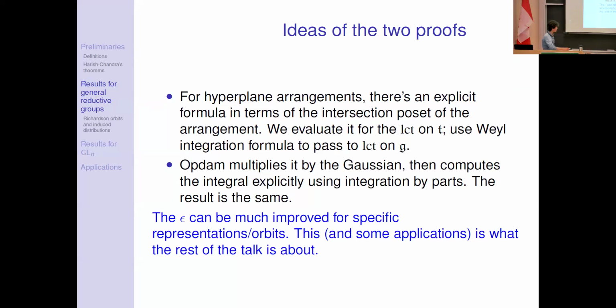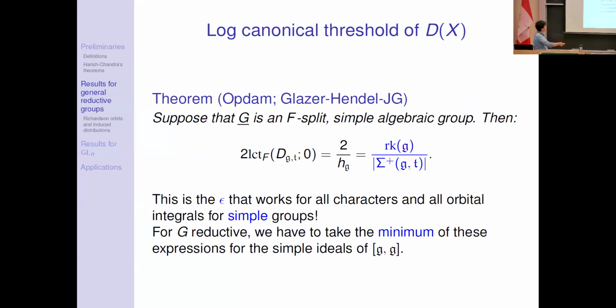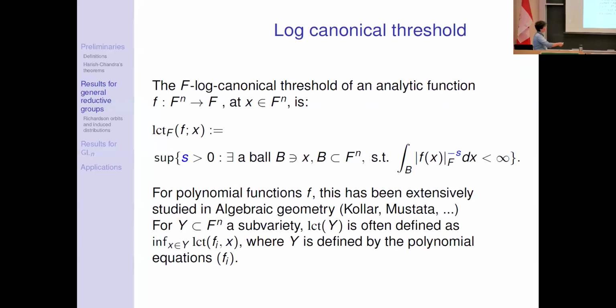Which one? Oh no, the log canonical threshold. Oops, yeah, you can have a p-adic ball. Sorry, that's general. Taking a p-adic ball is completely fine. So the absolute value of f could be Archimedean or non-Archimedean. So that's a very general setting.